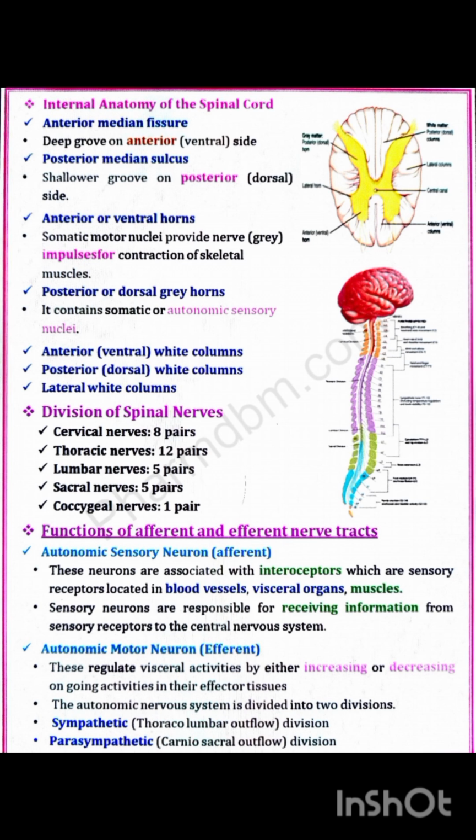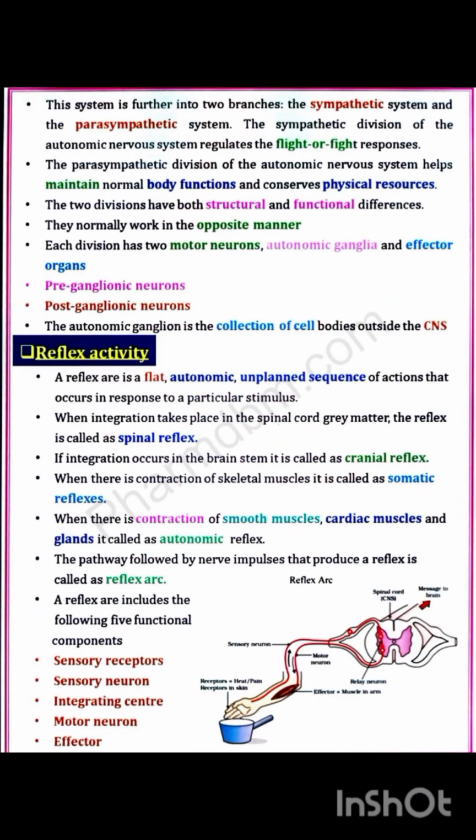The autonomic nervous system is divided into two divisions: sympathetic, with thoracolumbar outflow, and parasympathetic, with craniosacral outflow. The sympathetic division of the autonomic nervous system regulates fight or flight responses. The parasympathetic division helps in maintaining normal body functions and conserves the physical resources.